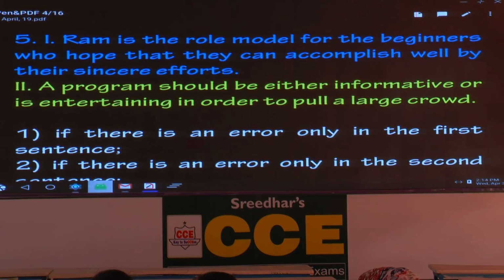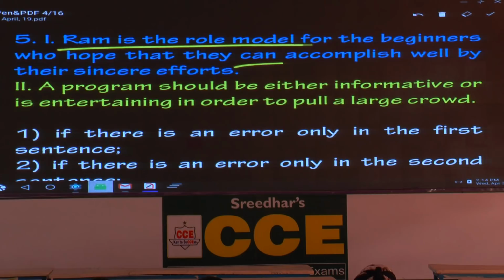Whatever it is. Question number 5. Ram is a role model. Underline the expression role model. Ram is a role model for the beginners who hope that they can accomplish. Underline the word accomplish. It's a very good word. They can accomplish well by their sincere efforts. This is a little tricky. What is the verb here? Underline the word.